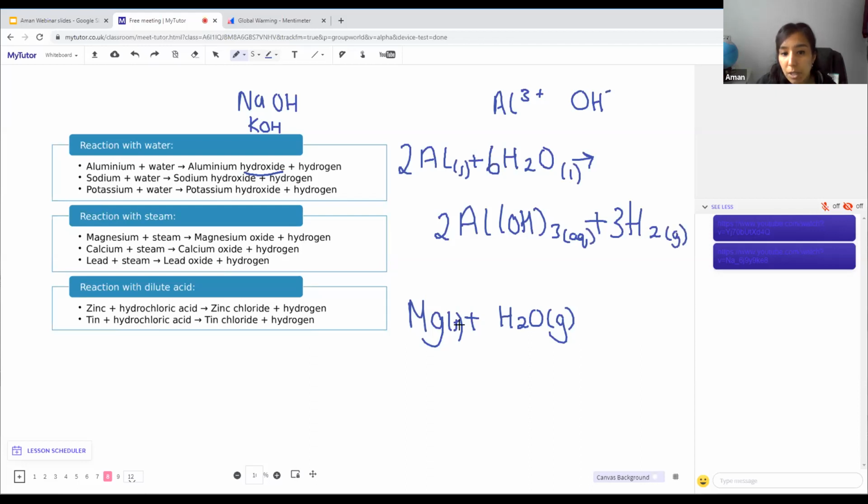So magnesium is a solid plus water, which would be as a gas here because it's steam, produces magnesium oxide. So magnesium oxide, Mg2+, and oxygen produces an O2-. So what's magnesium oxide? What's the formula for magnesium oxide?